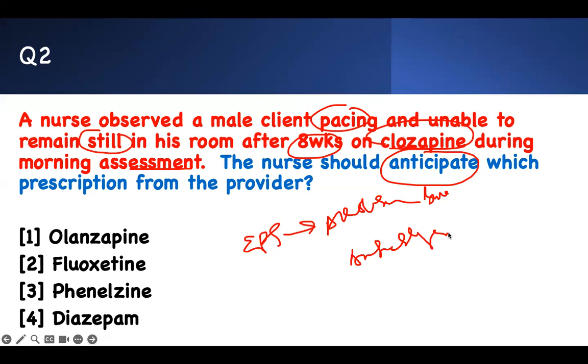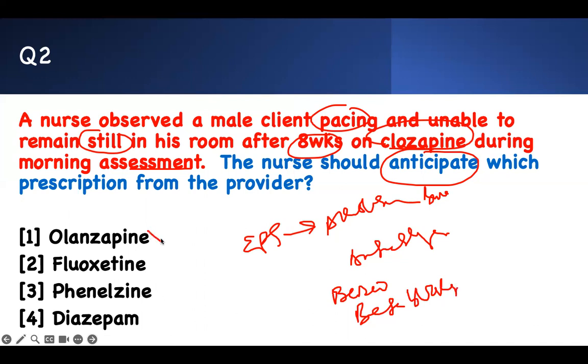But guess what? Sometimes the board confuses you. They try to trap you. They won't give you an anticholinergic. There are a few other medications you can use for extrapyramidal side effects, especially akathisia. Because they cannot stay still, they're moving around, you can use a benzodiazepine, okay? And you can also use a beta blocker, to slow them down.